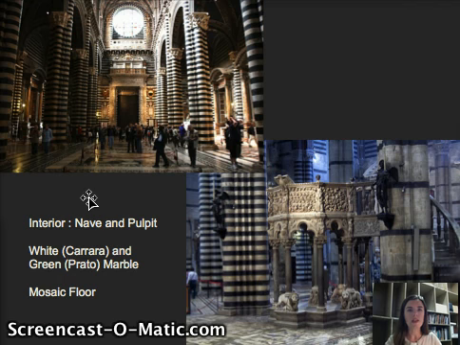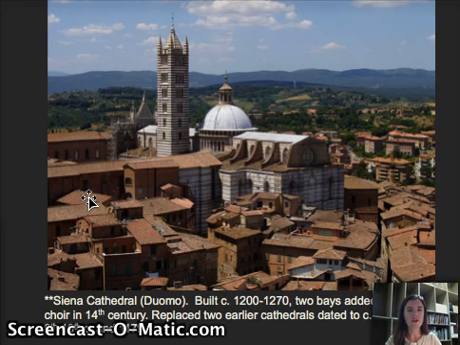But let me just show you the interior. Both the interior and the exterior demonstrate this preference for black and white striping, which was actually the standard colors for Siena, this black and white crest. So it's definitely a sign of civic pride in the fact that their city colors are there.